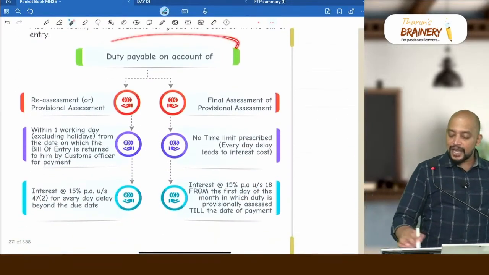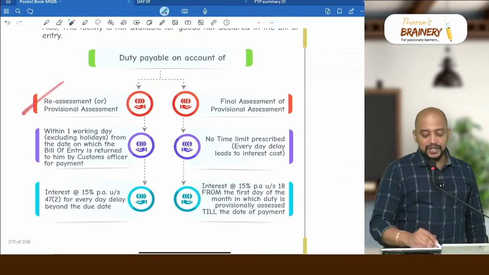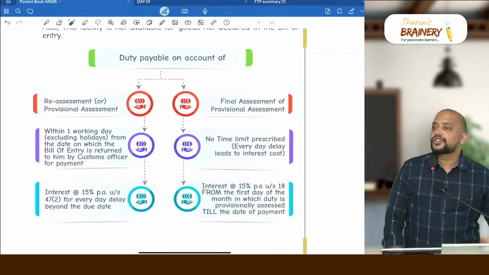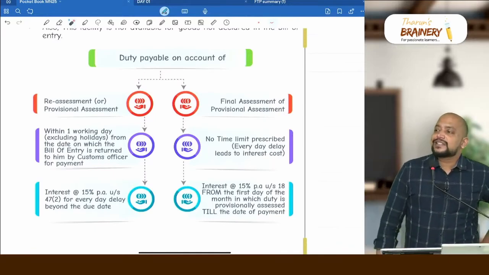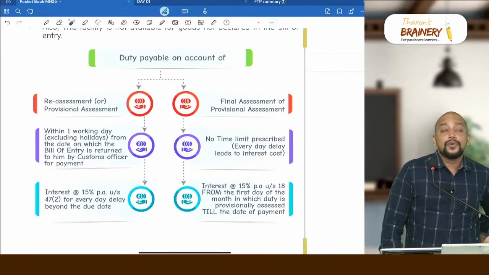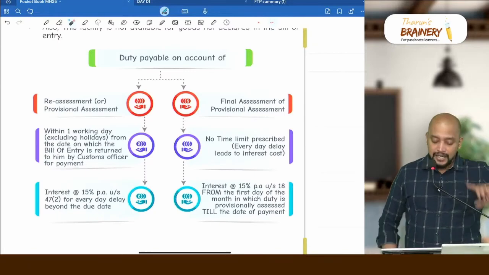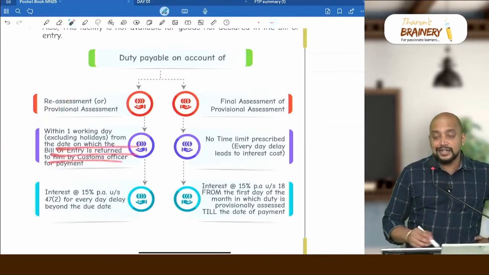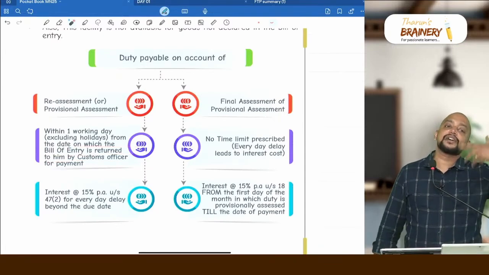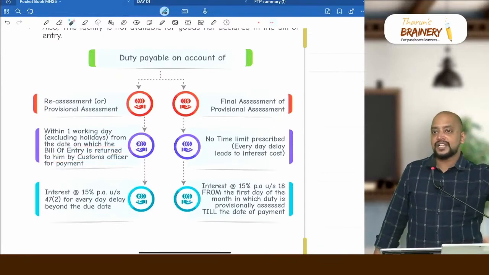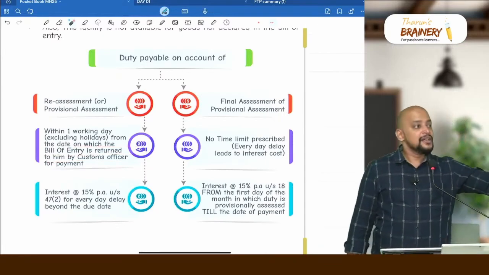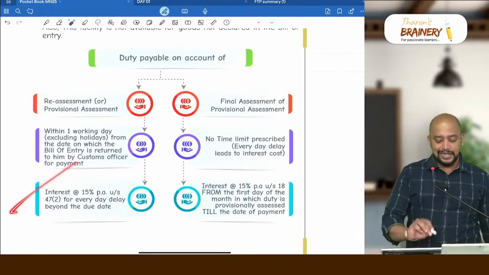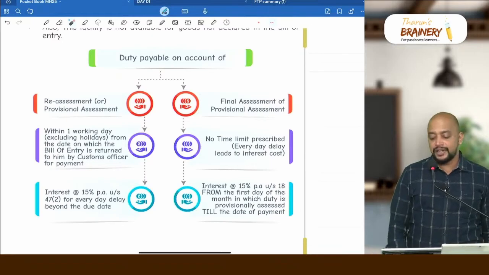Then duty payable on account of reassessment or provisional assessment. So whenever they do reassessment or they do provisional assessment, we need to pay the reassessed duty or provisional assessment duty. What is the time limit for that? 1 working day, excluding holidays, from the date on which bill of entry is returned by the customs officer. So bill of entry is acknowledged, or the reassessment bill of entry is passed, or provisional bill of entry is passed, from the date within 1 working day we need to pay, otherwise interest will be payable at the rate of 15% per annum for every day delay.